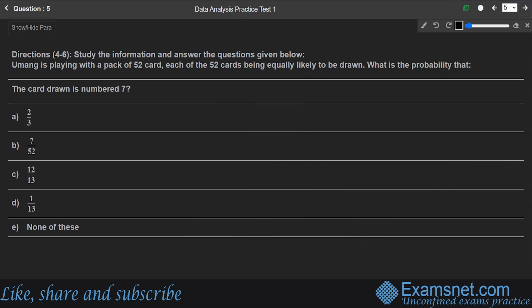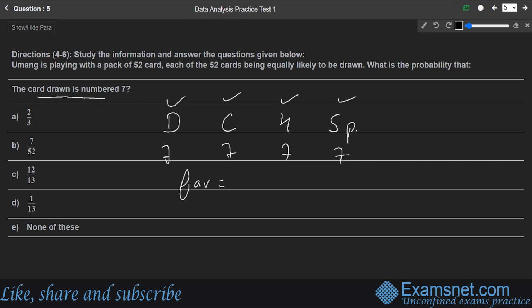Now he says the card drawn is numbered 7. So we need to see how many cards there are which are numbered 7. There are 4 such suits: diamond, club, heart, and spade. And each suit contains one 7 card. One 7 here, one 7 here. So how many total 7 cards are there? There are 4 such 7 cards available. So the favorable number of cards is 4. Total number of cards is obviously 52. So the probability becomes 4 by 52, which is nothing but 1 by 13. So it is available in option D, which becomes the right answer.